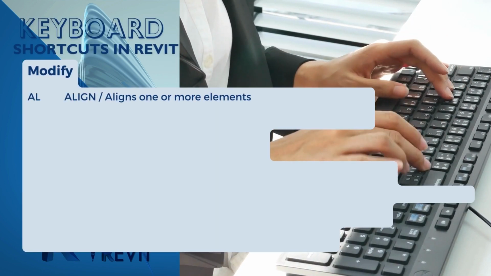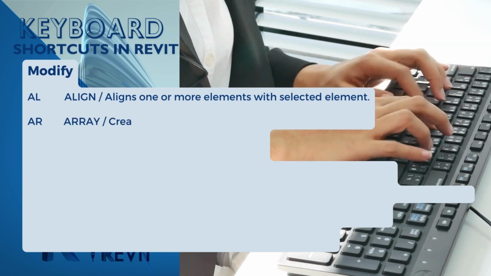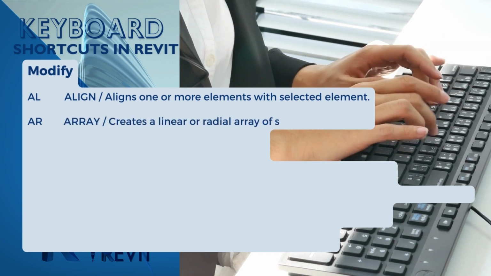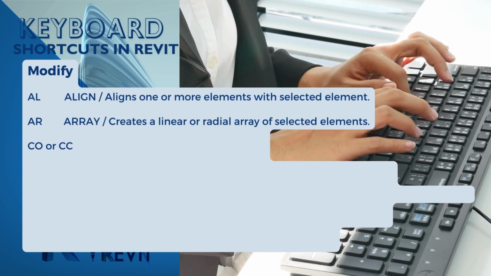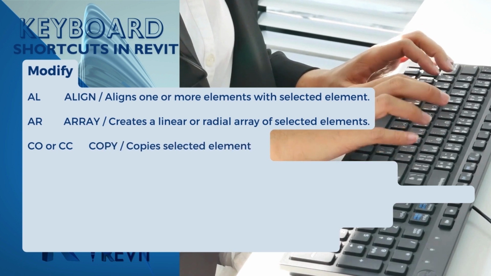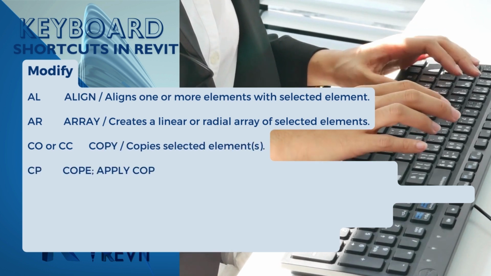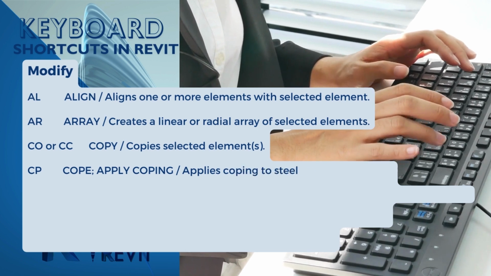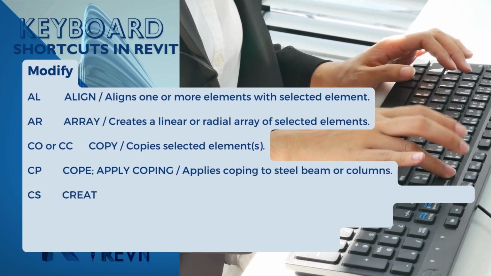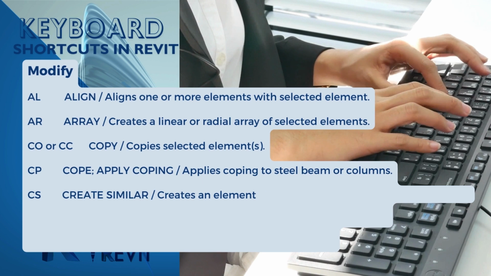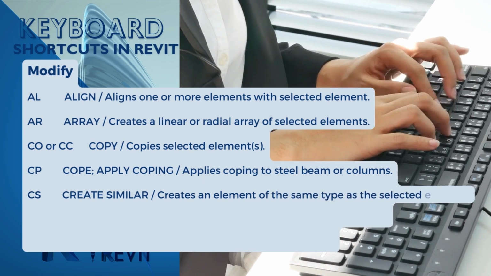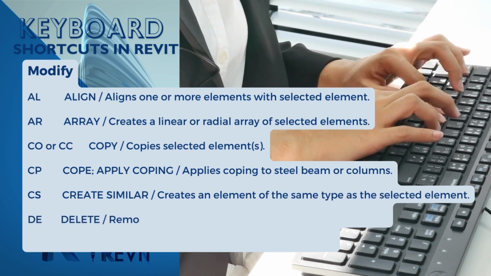Next category is Modify. AL. Align. Aligns one or more elements with selected element. AR. Array. Creates a linear or radial array of selected elements. CO or CC. Copy. Copies selected elements. CP. Cope. Apply coping. Applies coping to steel beam or columns.